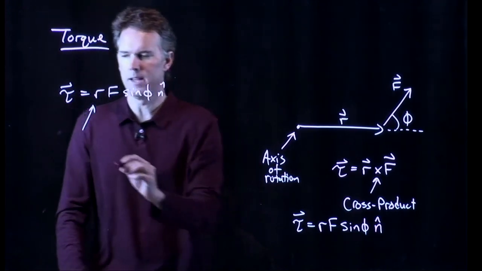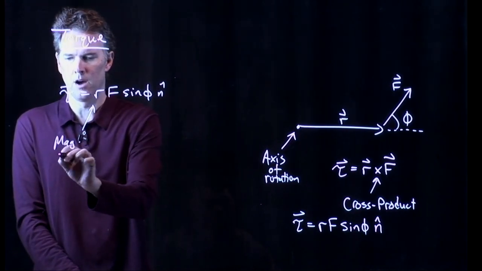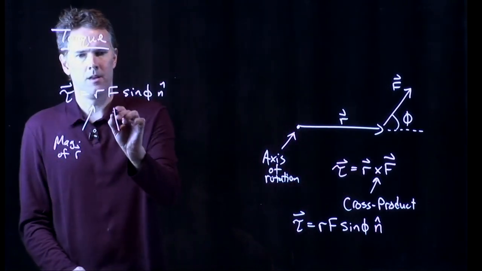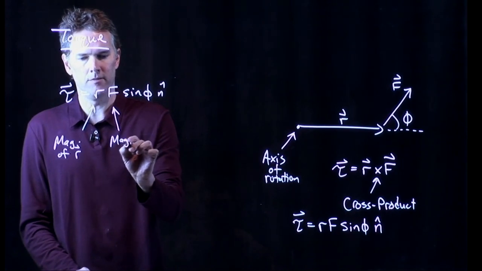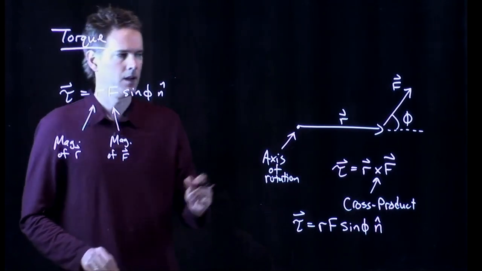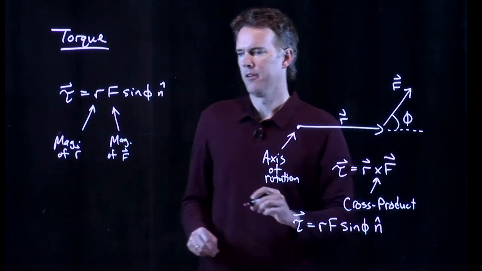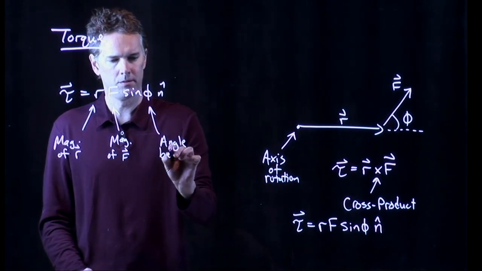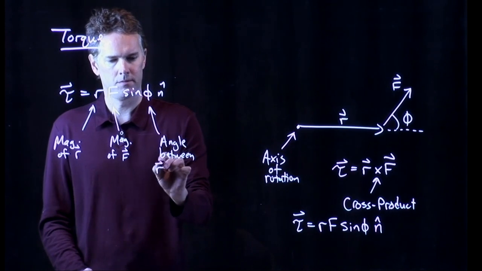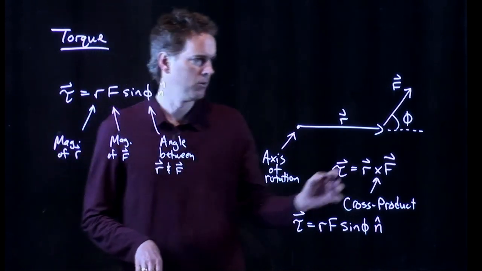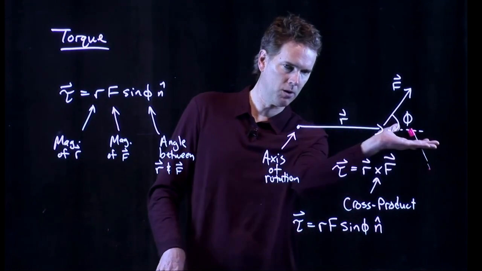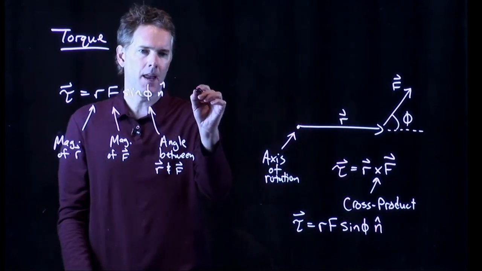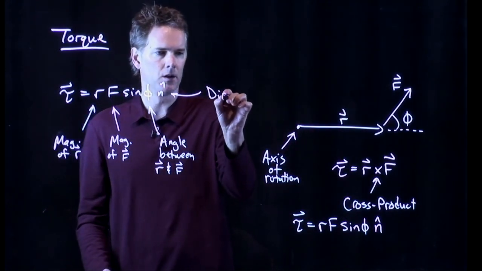The first one, R, is the magnitude of R. It's the length of the door. F is, of course, the magnitude of F. How hard are you pulling on that door? Phi is the angle between those two. Okay, which is this angle right here. Namely, if I continued R and I looked at the angle between R and F, that would be the angle phi. And then N hat is the direction of the torque.